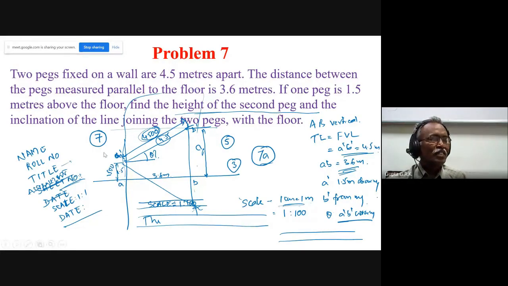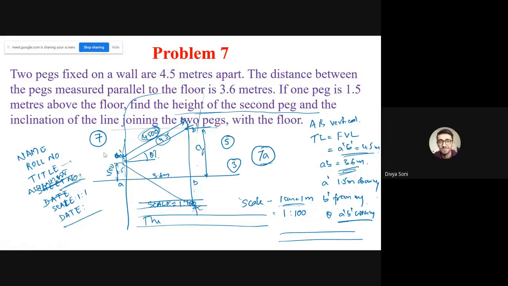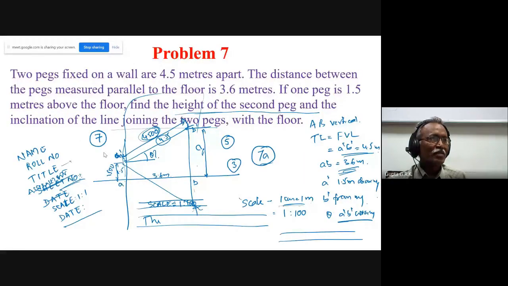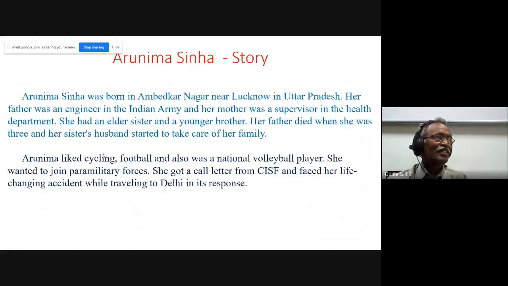Okay, then shall we have a story? Yes, sir. It is a real inspiring story. You might have heard about her, Arunima Sinha. Anybody heard about the name? Yes, sir. Recently, she became very popular, and whenever something happens in Ramakrishna Ashram, she comes and participates in the programs, and she talks in an inspiring way.